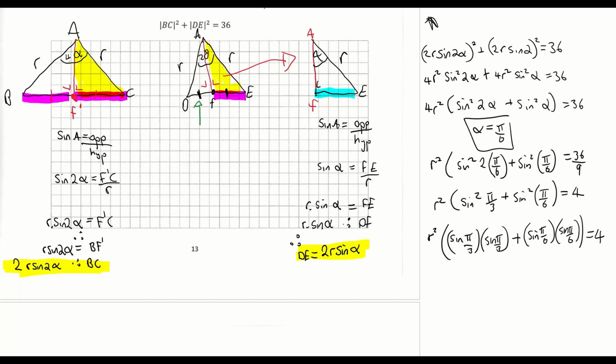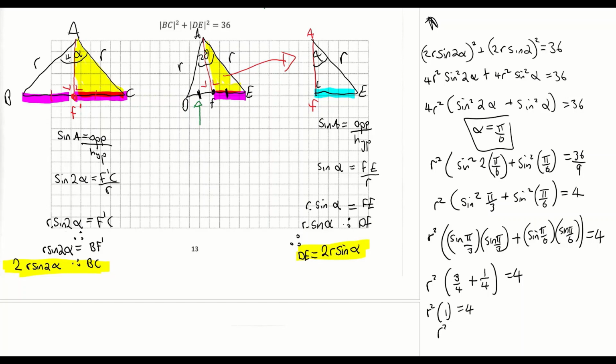And if you go to your calculator and type in sin pi over 3 times sin pi over 3, you'll get 3 over 4. Just make sure your calculator is in radians. And when you type in sin pi over 6 times sin pi over 6, you'll get a quarter. And 3/4 plus 1/4 is 1. So r squared times 1 is equal to 4.